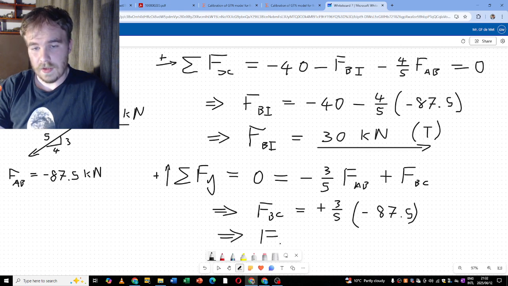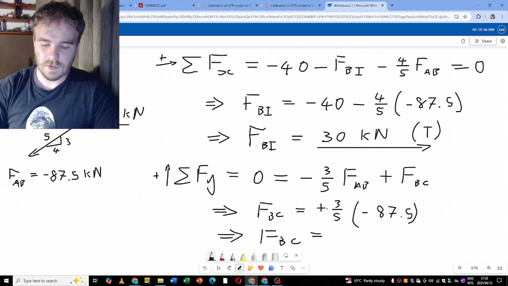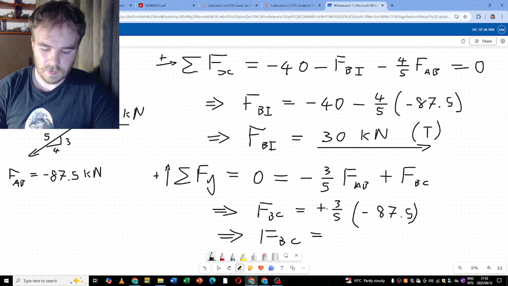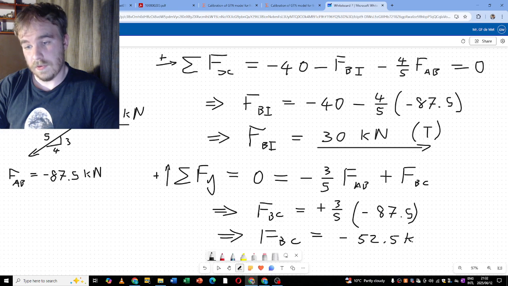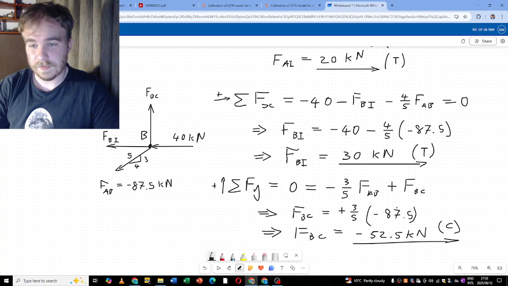And then we get FBC is equal to 3/5 times -87.5. So we get a value of -52.5 kilonewtons. And this one is then going to be compression.